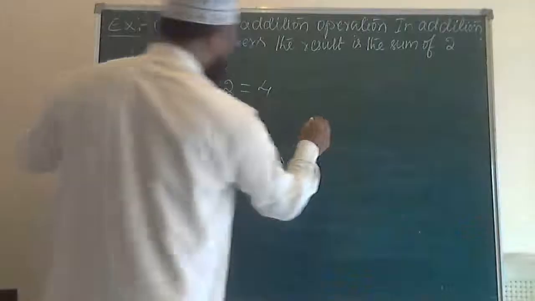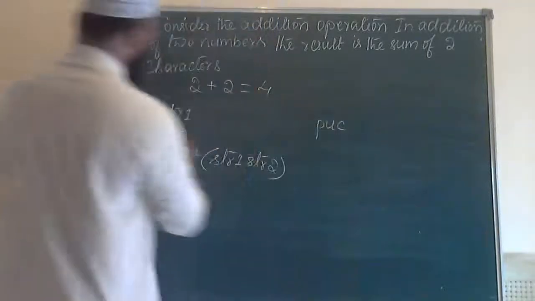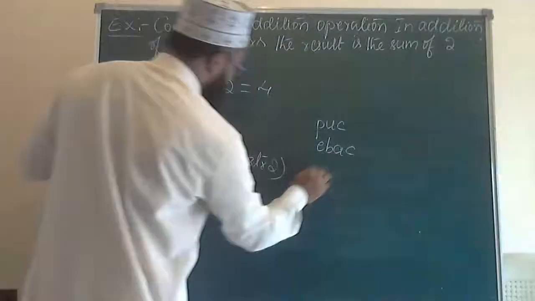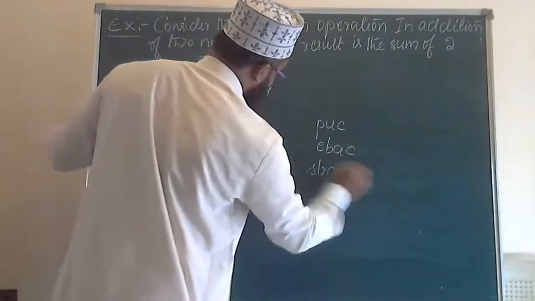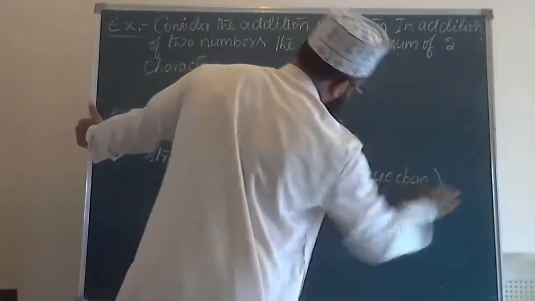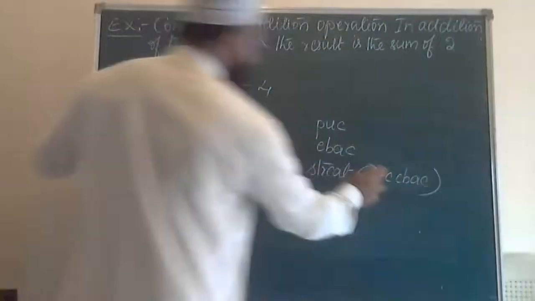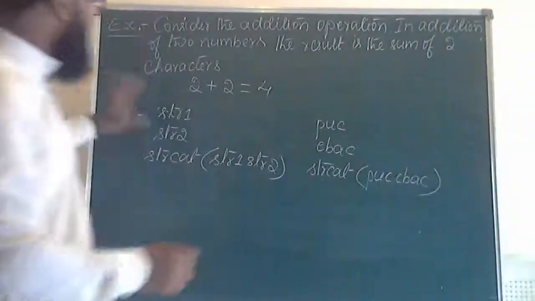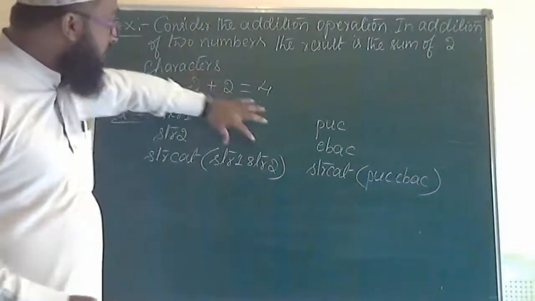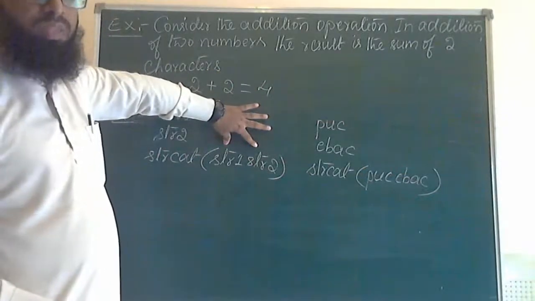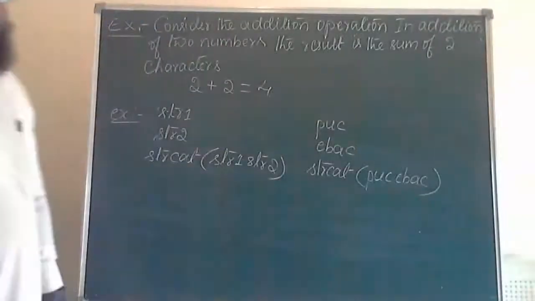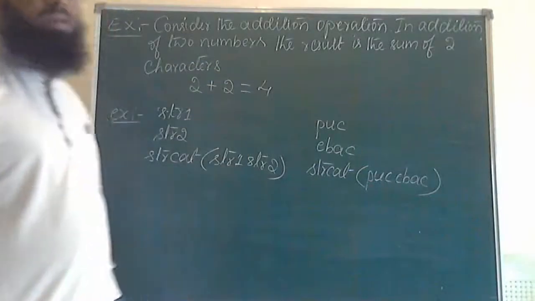For example, take string 1 as PUC and string 2 as EBAC. If we do strcat, then it will become PUC EBAC. This is called string concatenation, and this process is called polymorphism, taking multiple functions to form a single item.